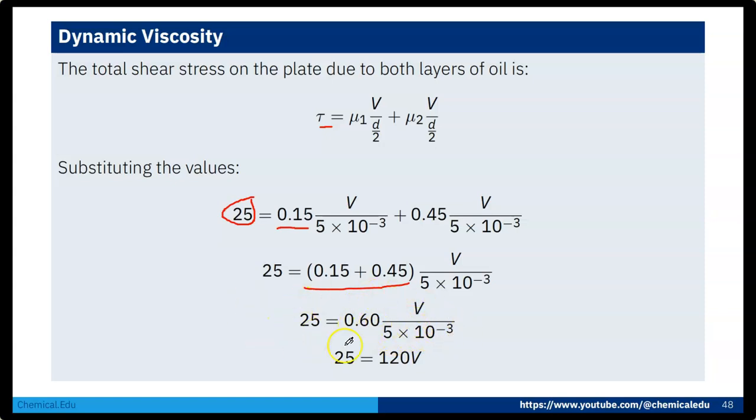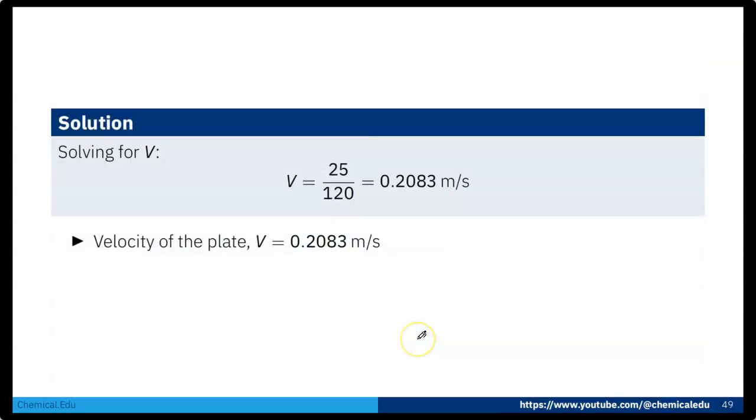Now if I do the calculation, ultimately we'll get 25 is equal to 120 v. Finally we'll get v, that is 25 by 120, so that is 0.2083 meter per second. So the velocity of the plate v is equal to 0.2083 meter per second. So that is the answer. That's it. Thank you.